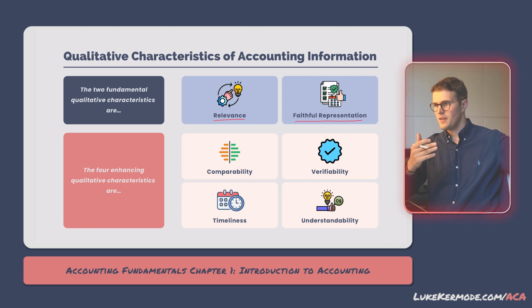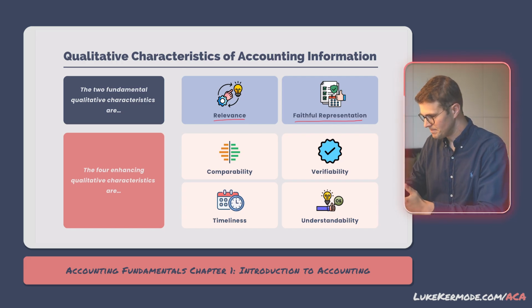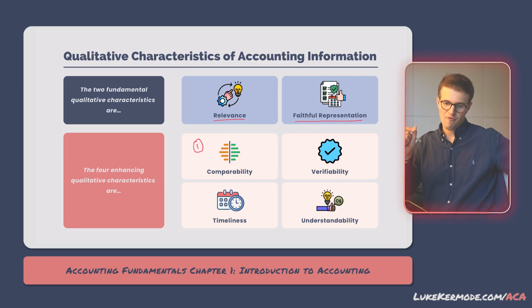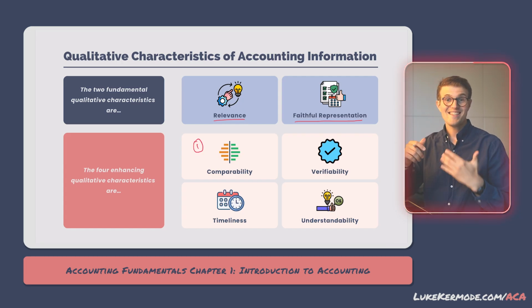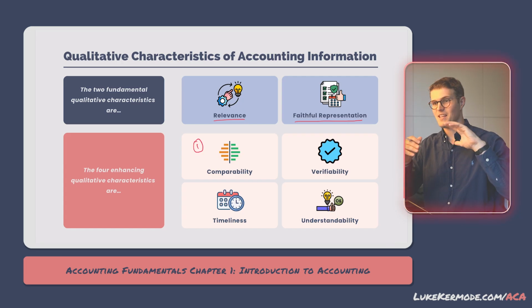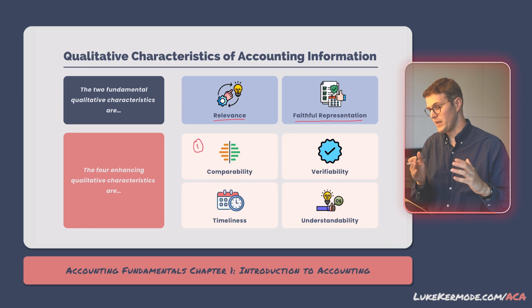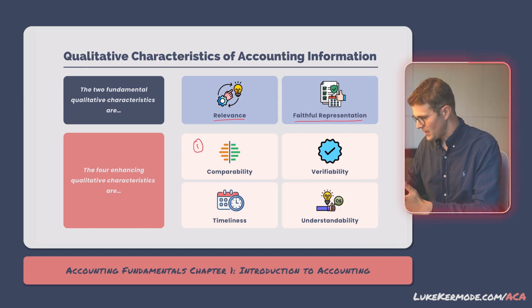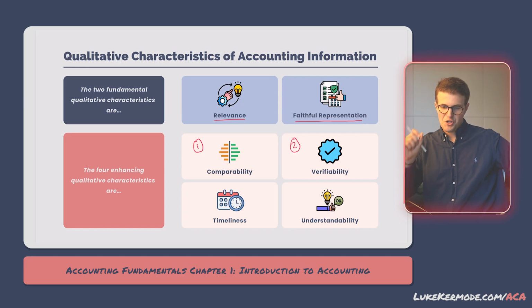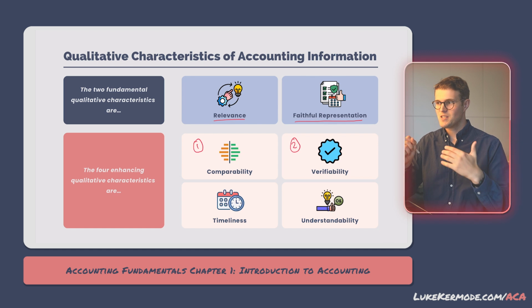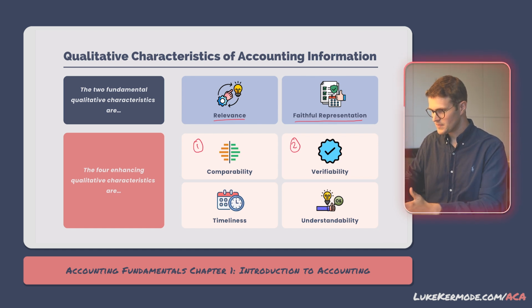And alongside these, there are four enhancing characteristics that further improve the quality of financial information. You've got comparability, which means that financial information should be prepared consistently so that users can easily compare financial performance over time for the same business and between different businesses at the same point in time. Verifiability, which means that information in the financial statements can be checked by looking at supporting evidence.